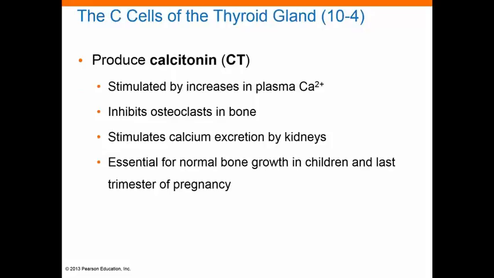The C cells of the thyroid gland are also called parafollicular cells and are found between follicles. They produce calcitonin. Calcitonin is stimulated by an increase in plasma calcium ions. Calcitonin has been shown to inhibit osteoclasts in the bone and stimulate calcium excretion by kidneys. Calcitonin is essential for normal bone growth in children and especially important in the last trimester of pregnancies.